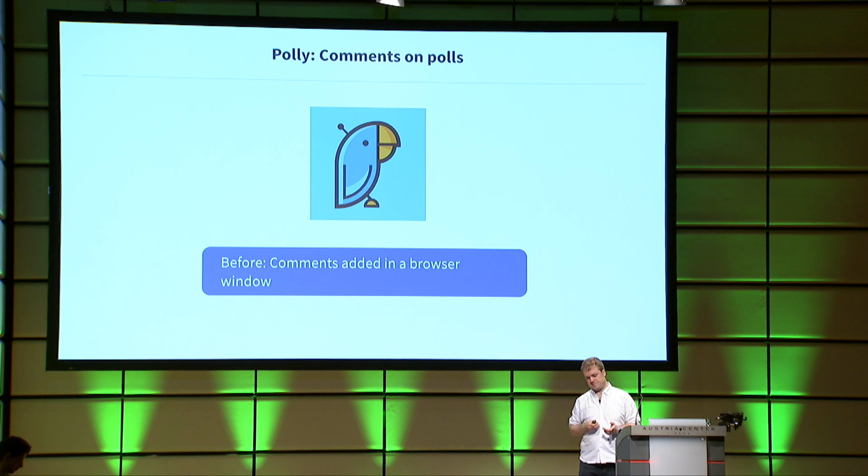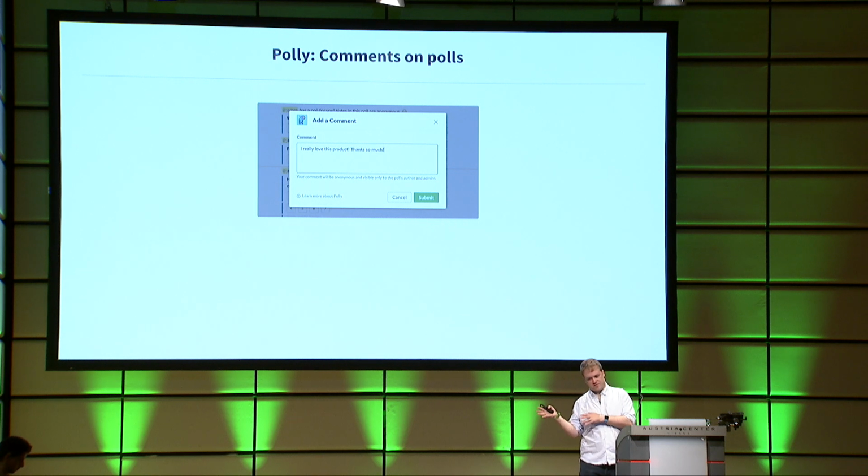So what they did was, they took the comment function out of the website and put it inside a dialog inside of Slack. So now when you want to comment, you press a button, a dialog appears, you type your comment, you're done. You haven't had to context switch, you've given your colleague the feedback they need.